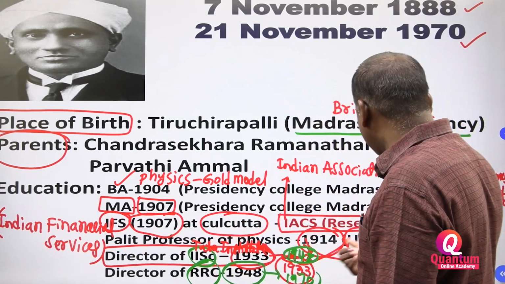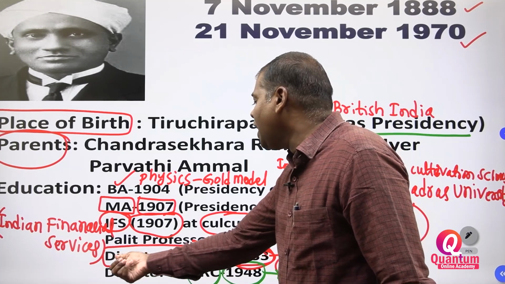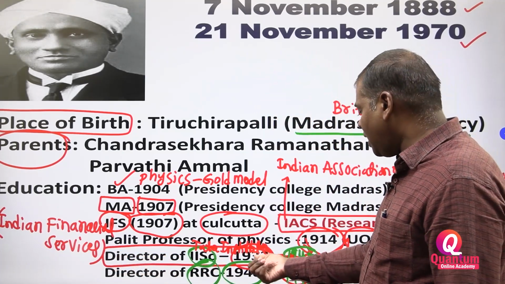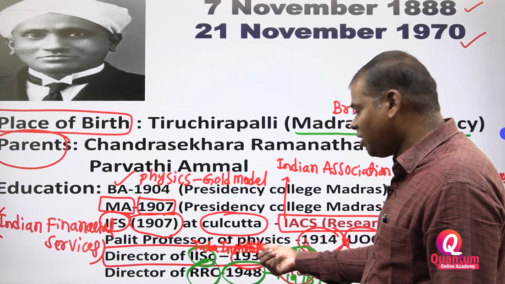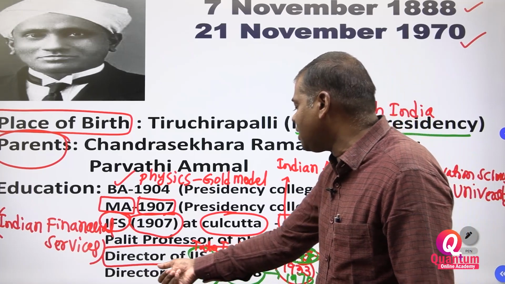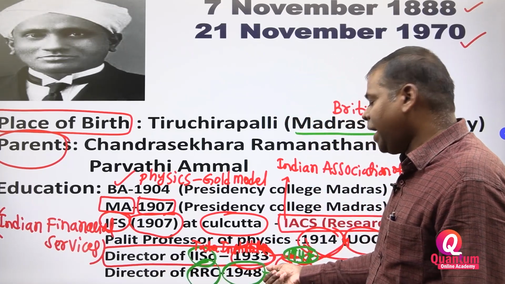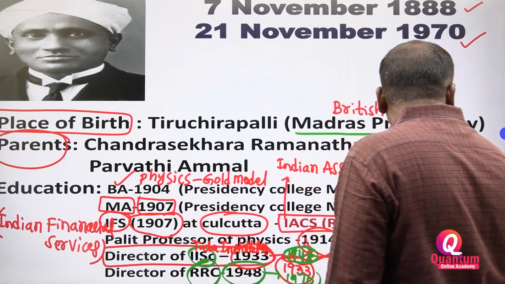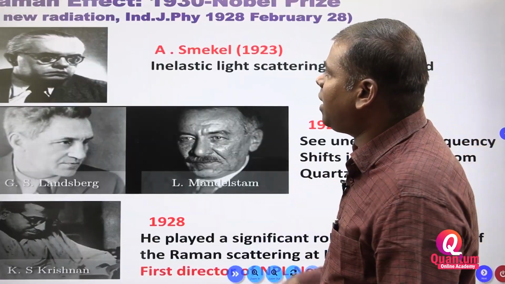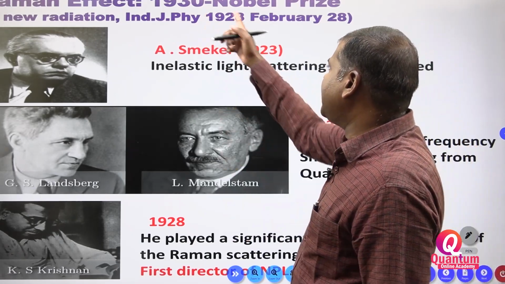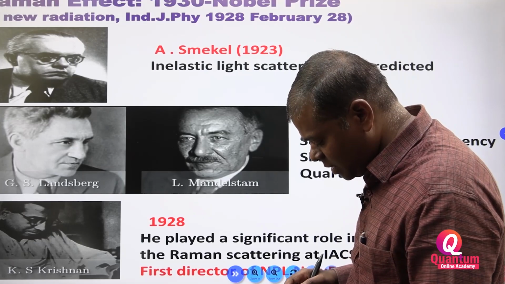He stayed there until 1933, and later became the director of IISc Bangalore in 1933. That was the Tata Institute. Subsequently, after retirement, in 1948 he became the director of RRI. Once again, we have to see what the effect is. That is the Raman effect. In 1930, he got the Nobel Prize.